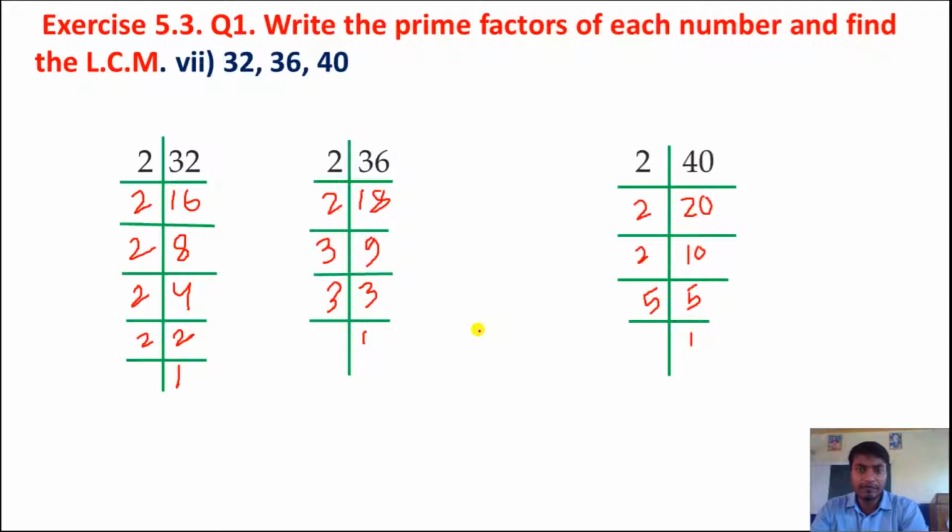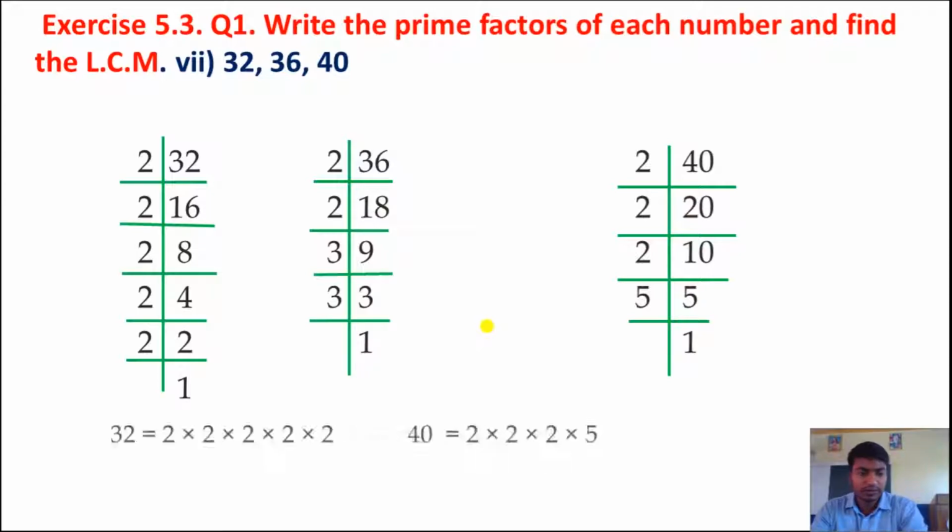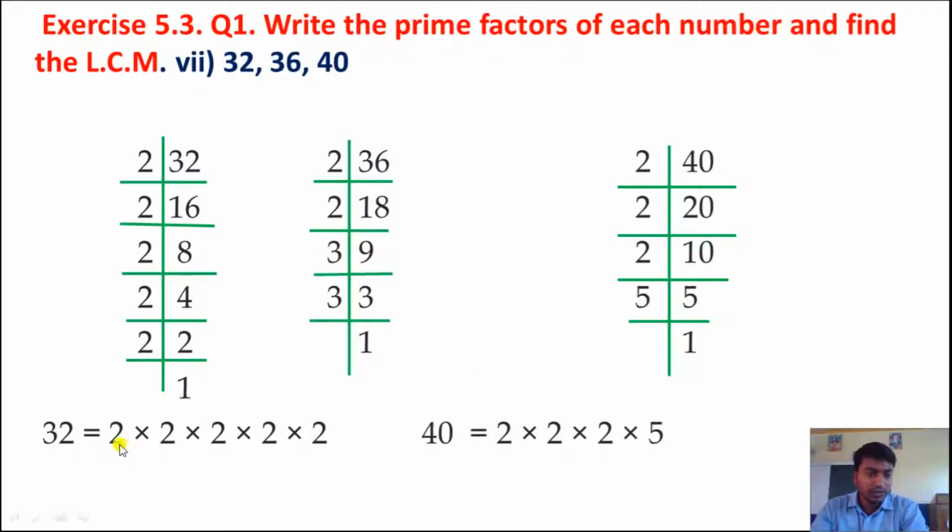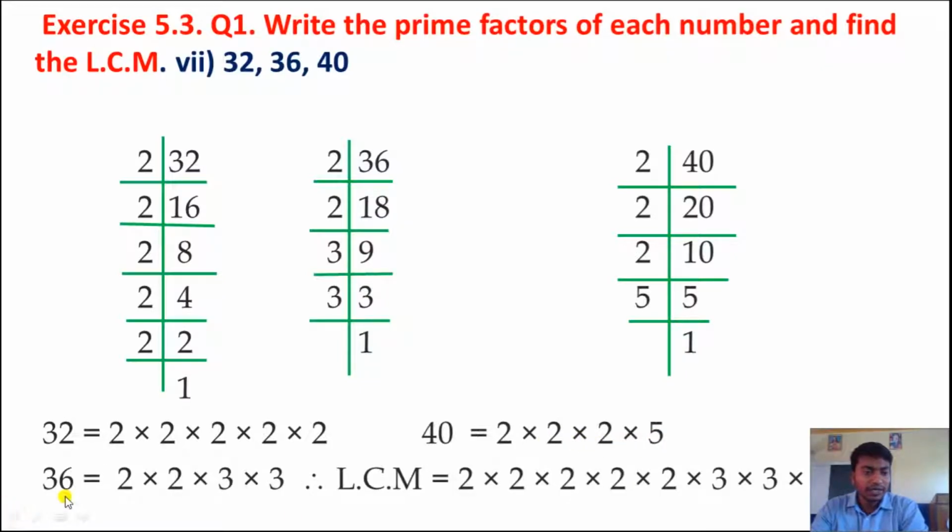We have to write the prime factors of the given numbers. Here you can see 32 equals 2 into 2 into 2 into 2 into 2. 40 equals 2 into 2 into 2 into 5. 36 equals 2 into 2 into 3 into 3. Now we have to see what prime numbers we have here. So we have 2, 5 and 3.